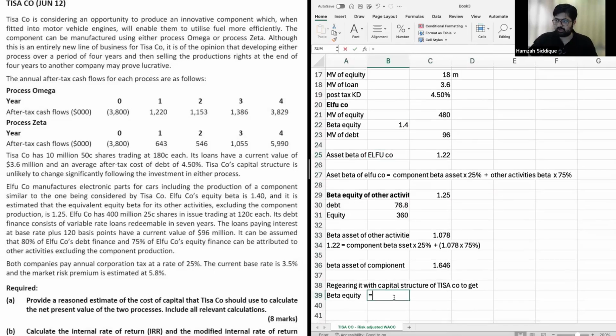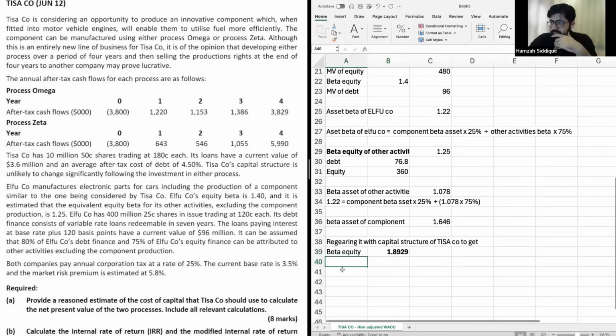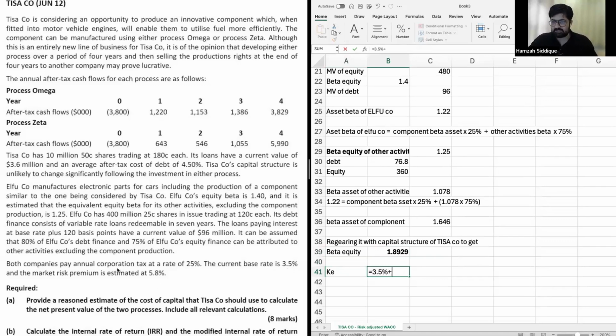Now, so beta equity is equal to beta assets into equity of this, plus debt of this into 1 minus tax rate, divided by equity. The formula. So this is the desired beta equity obtained and calculated. And cost of equity is equal to risk-free rate, 3.5% base rate, plus risk premium, equity is 5.8%, into beta equity, capital asset pricing model.